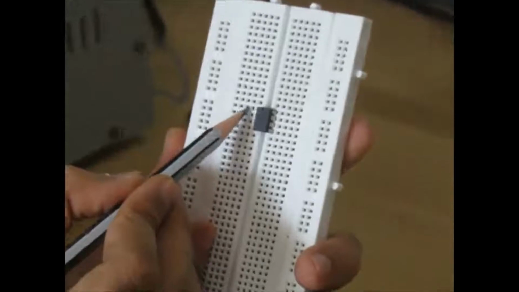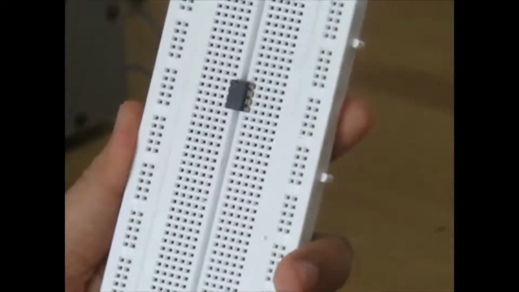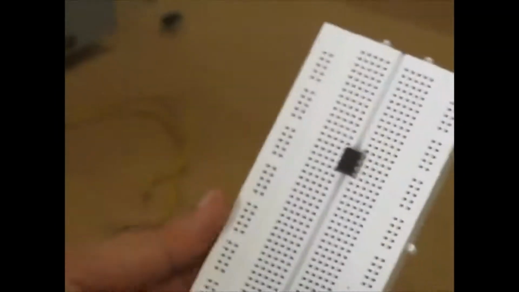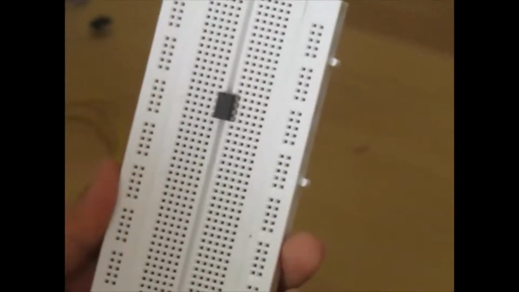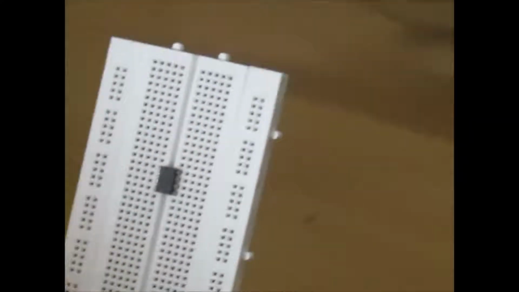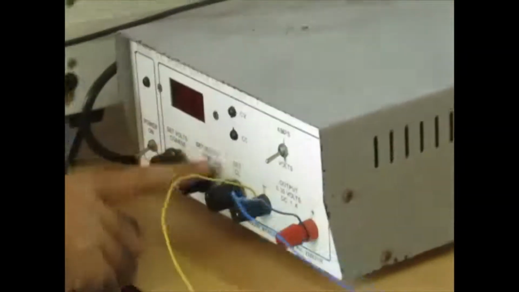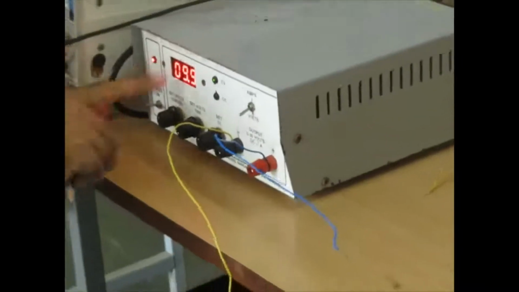Pin 1 is ground, 2 is trigger, 3 is output, 4 is reset, 5 is control voltage, 6 is threshold, 7 is discharge, and 8 is plus VCC, or you can say power supply. As I go through this figure, you can see that pin number 8 and pin number 4 are both shorted, connected, and there we will apply the plus VCC. For plus VCC we are going to use this variable power supply.